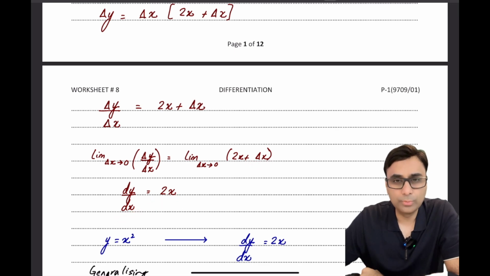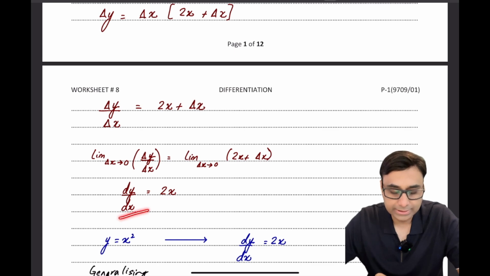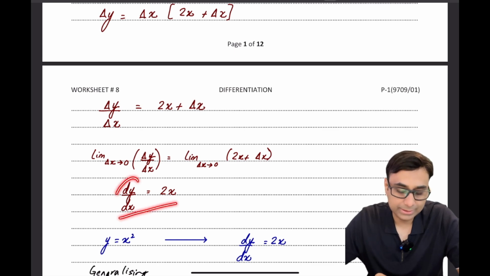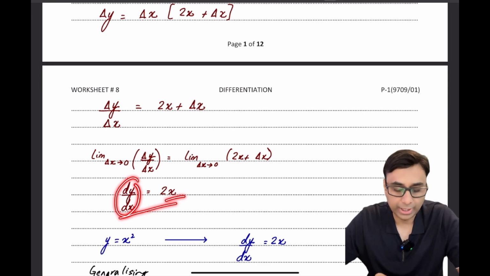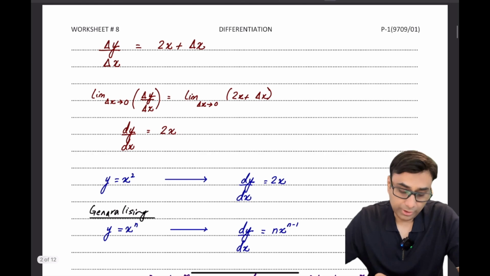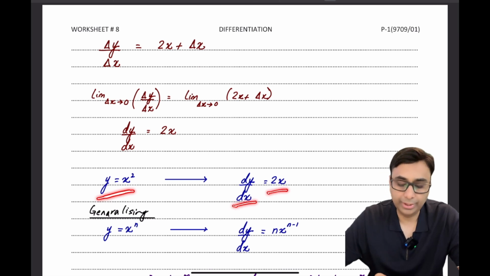That is the long process of finding the gradient function. And what does this tell me? This tells me that this gradient function is clearly a function of x, and I can plug in any value of x to find the gradient function at that specific point. So we got ourselves a formula which says that if y is equal to x square, then dy by dx must be equal to 2x.